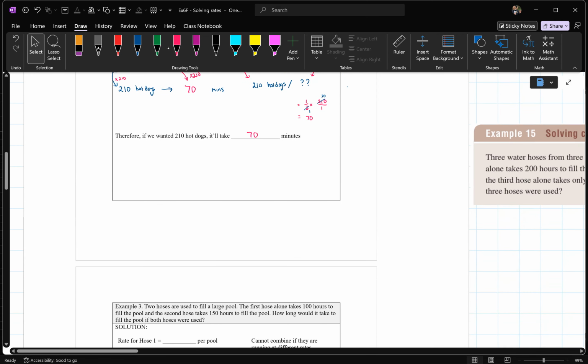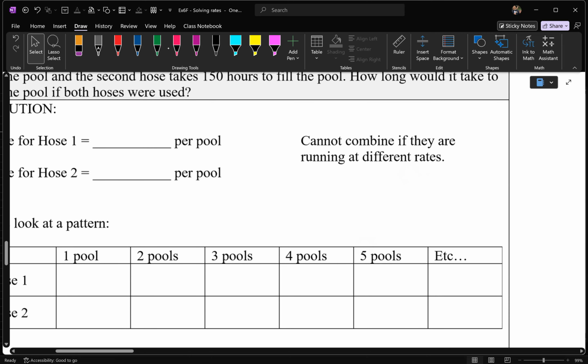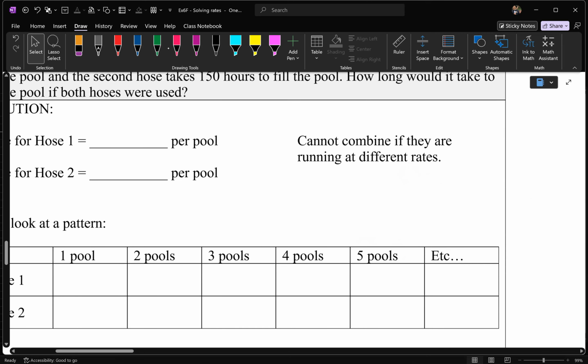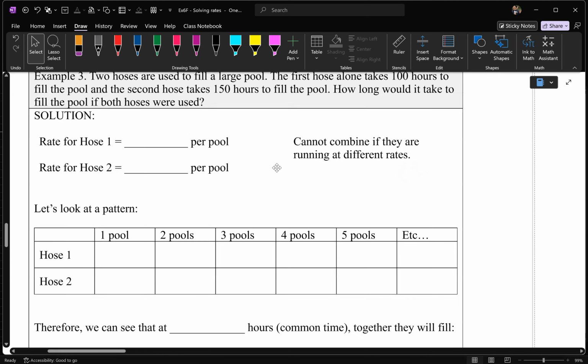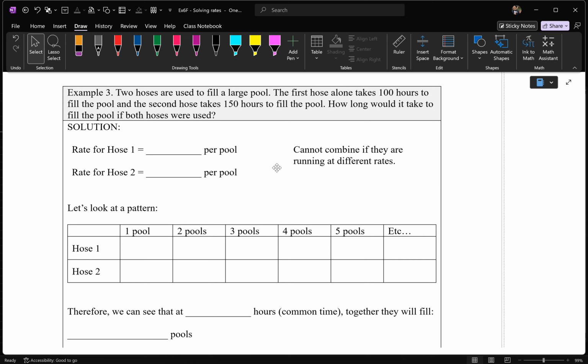Now, example 3 is the last one, and this one is a nice, common, typical one that students tend to have troubles with. Let's have a look at this one. Example 3 says you've got 2 hoses that are used to fill a large pool. The first hose alone, just by itself, takes 100 hours to fill up one pool.